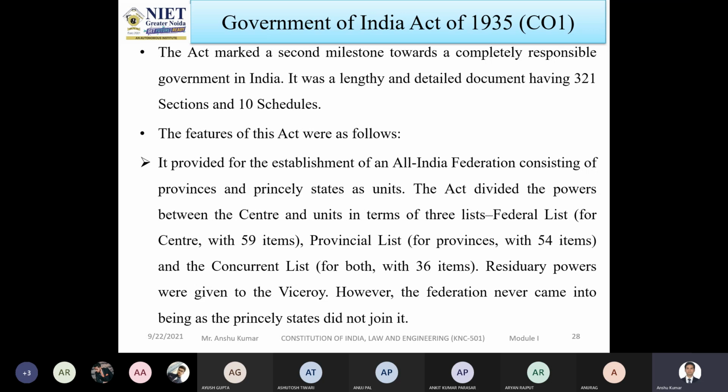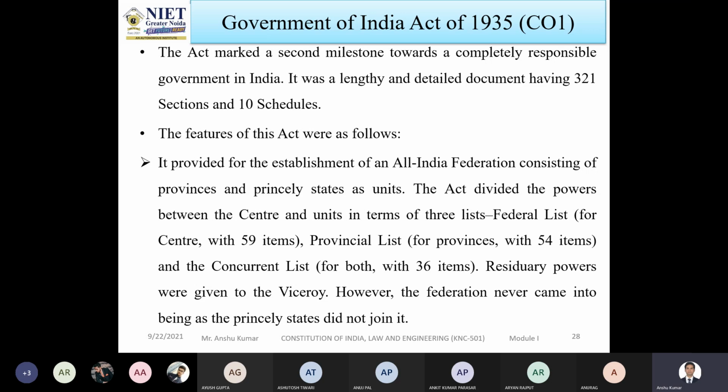Now you have to move to the Government of India Act 1935. This is also a landmark law. This act marked a second milestone toward completing responsible government in India. It was a lengthy and detailed document having 321 sections and 10 schedules. The features of that act were as follows.